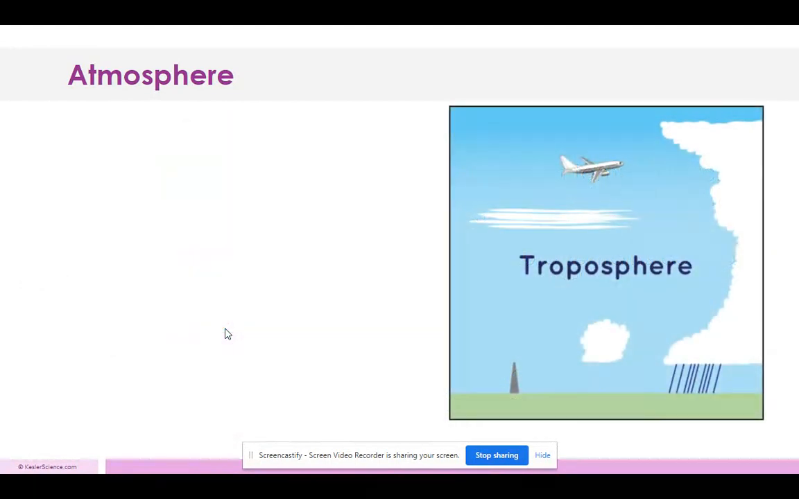All right. So we're going to talk about the troposphere. The troposphere is the lowest layer. It's the one we live in. It's where the plants and the animals are. It's where most of the weather is. Most of the airplanes are there.